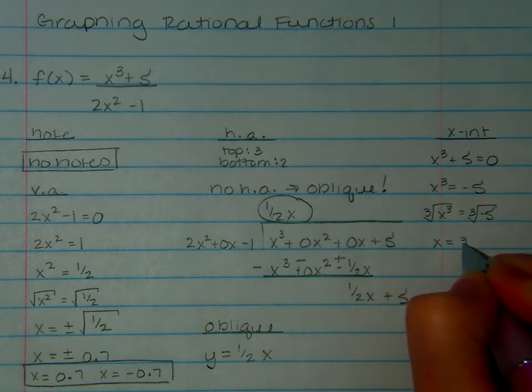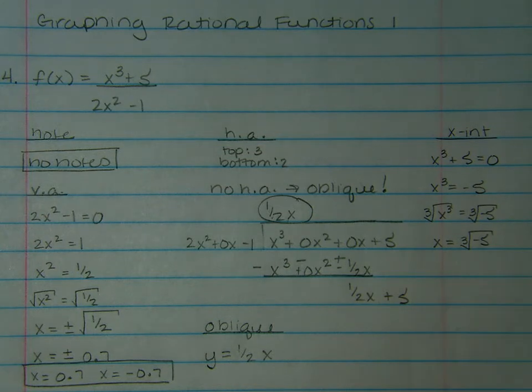X is equal to the cubed root of negative 5. Now, like my vertical asymptotes, that's not a particularly helpful number. And so what I'm going to do is find the cubed root of that using my calculator.